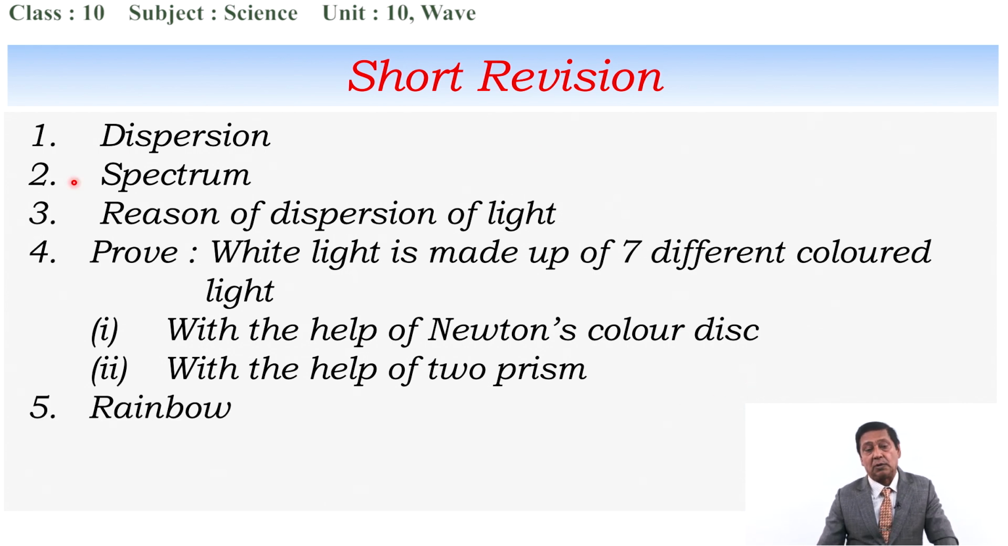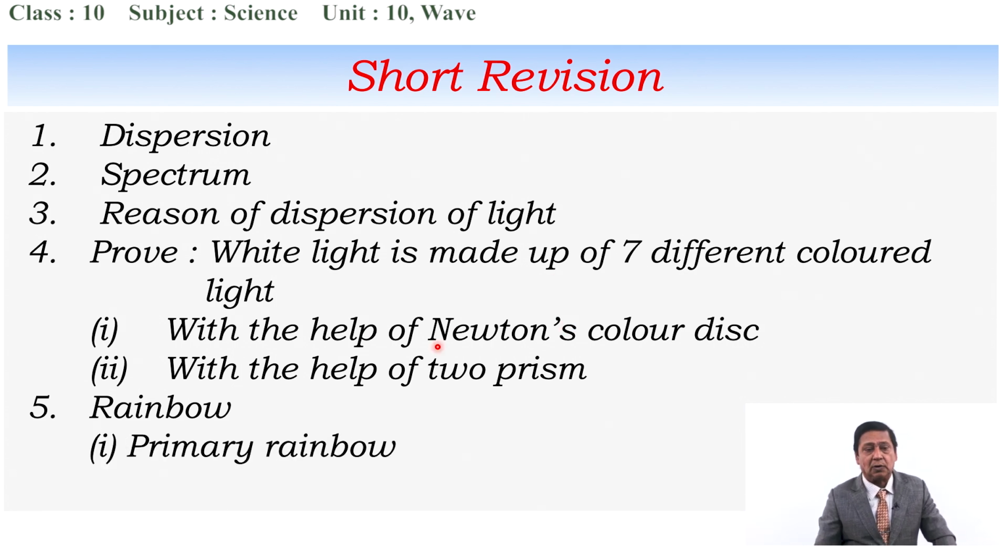Now next, I told you about rainbow. A rainbow occurs because of small droplets of water in the sky after rainfall. When light enters into them, 3 successive processes occur there: dispersion, total internal reflection and refraction. Because of these 3 successive processes, light disperses into 7 different colored lights and appears as a rainbow.